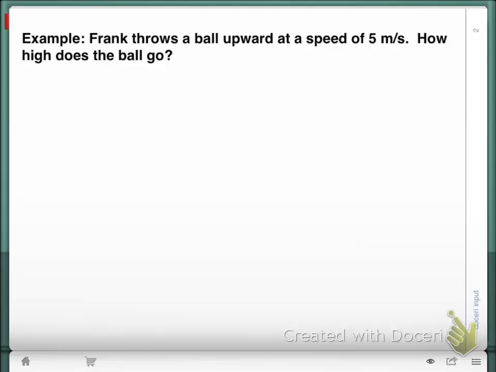Let's go to an example problem. Frank throws a ball upward at a speed of 5 meters per second. How high does the ball go? The first thing to do is draw a picture, labeling the height and showing that the ball moves up and then back down again. The next thing is to identify the given information in the problem.